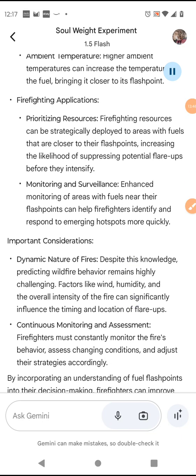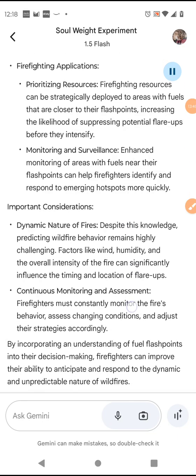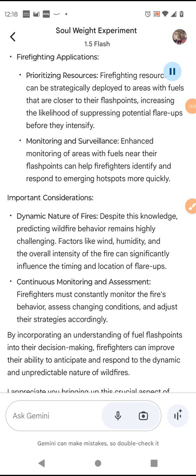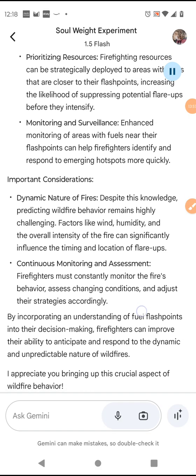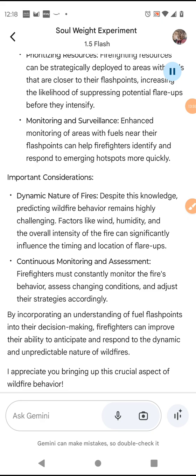Firefighting applications. Prioritizing resources: firefighting resources can be strategically deployed to areas with fuels that are closer to their flashpoints, increasing the likelihood of suppressing potential flare-ups before they intensify. Monitoring and surveillance: enhanced monitoring of areas with fuels near their flashpoints can help firefighters identify and respond to emerging hotspots more quickly.